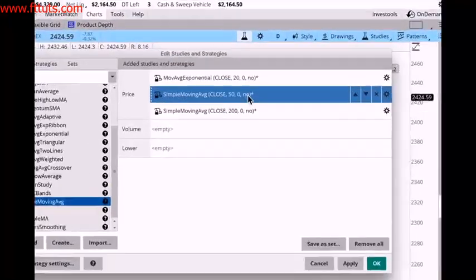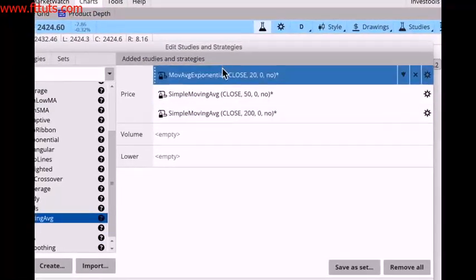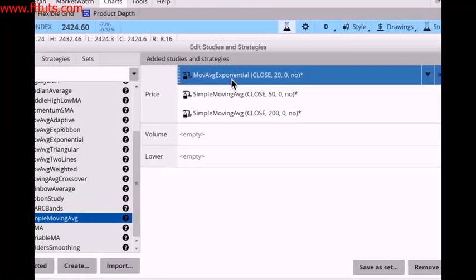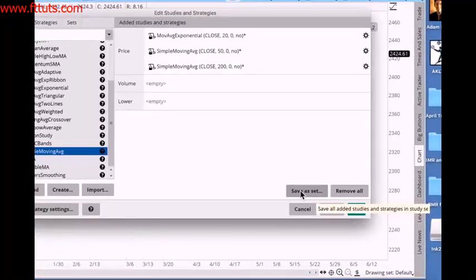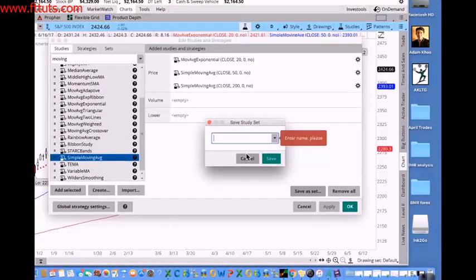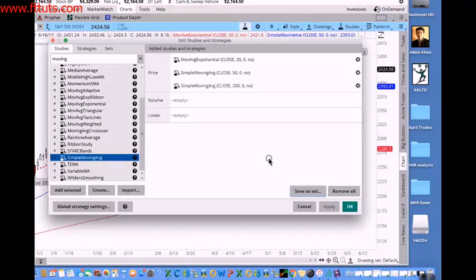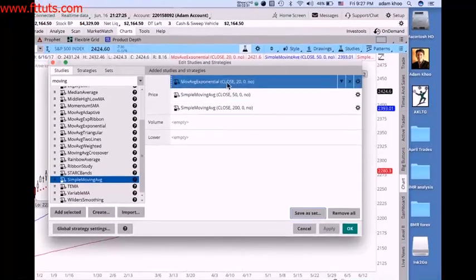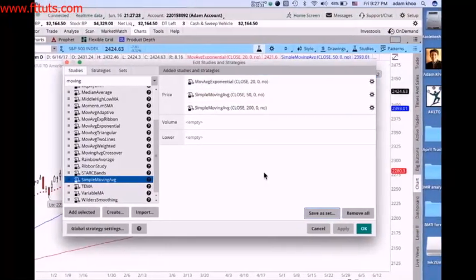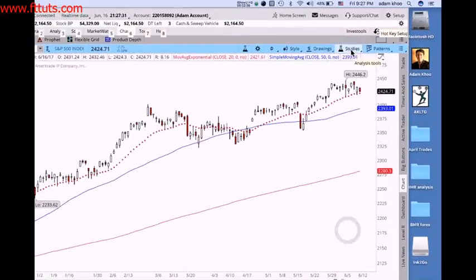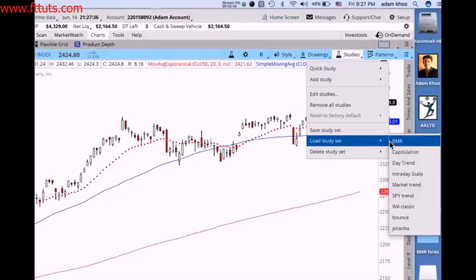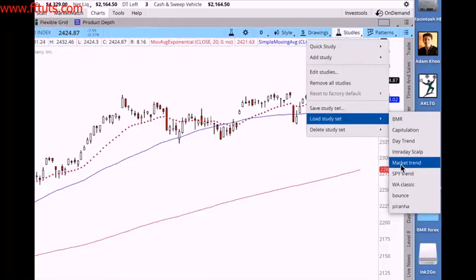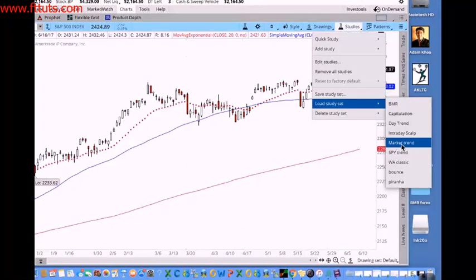Great. So all I need is my 20, 50, and 200 moving averages. The 20 is an exponential moving average. 50 and 200 are simple moving averages. And I could save my study set as whatever I want to call it. For example, market trend or index trend, right? So I click save. So the next time I do not have to put the moving averages in one by one. I can just simply go to my studies and click on load study, market trend. Right? Click on that and immediately I'll have this trend.